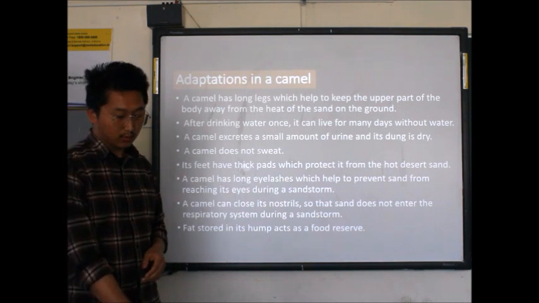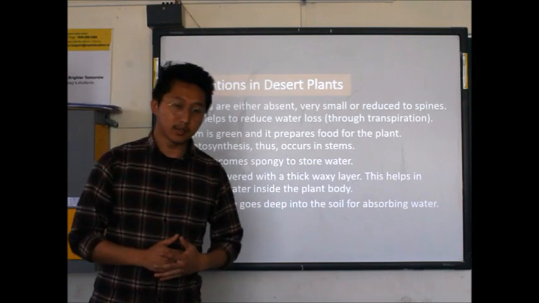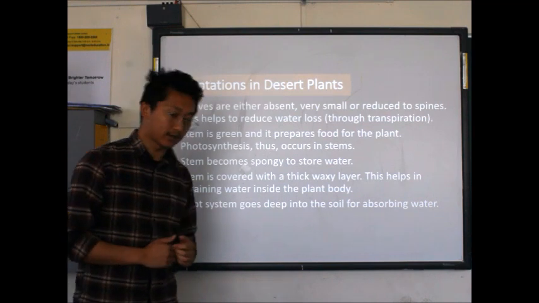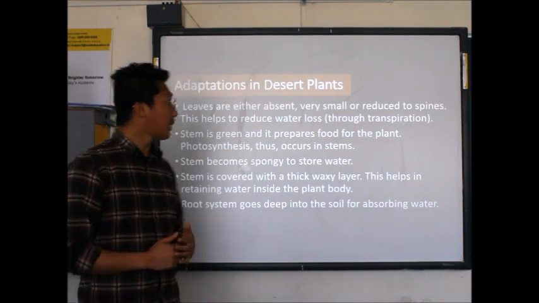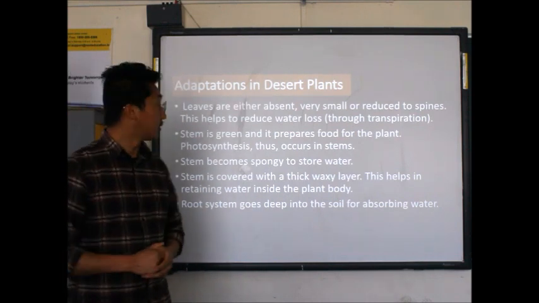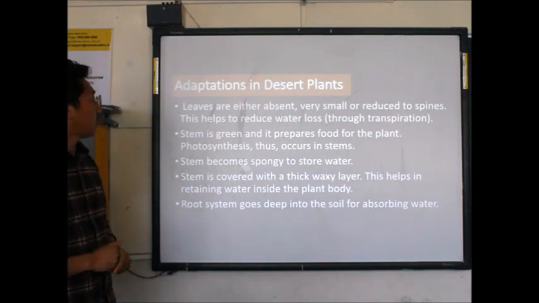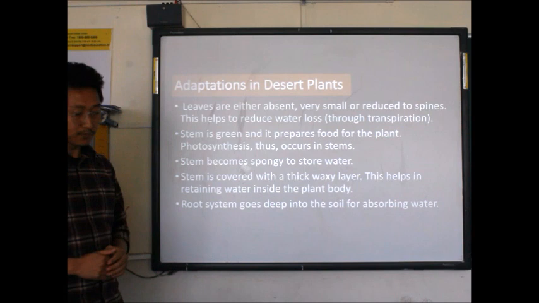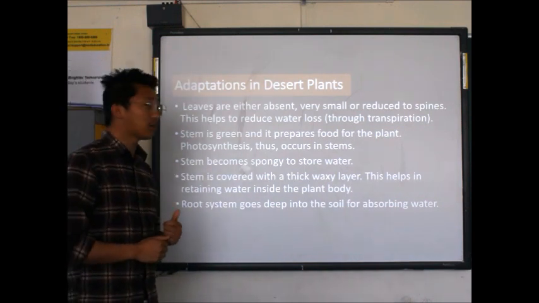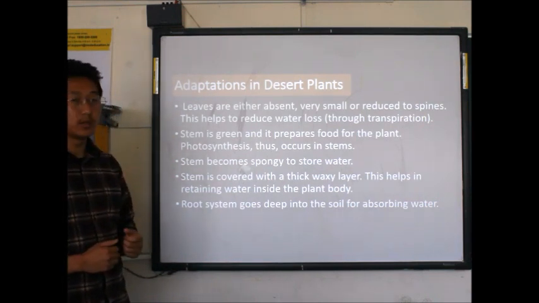Next, we'll study adaptation in plants. We have already covered adaptation in animals, giving the example of a camel. Now we'll study how plants are adapted to live in the hot desert environment. The first one: leaves are either absent, very small, or reduced to spines. The leaves of desert plants are reduced, or they don't have leaves, or their leaves are transformed into spines.